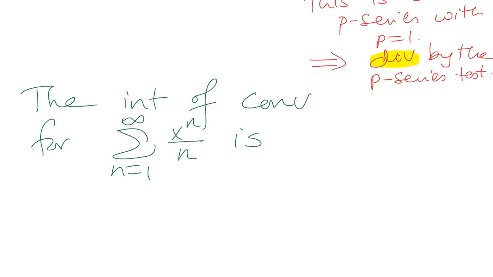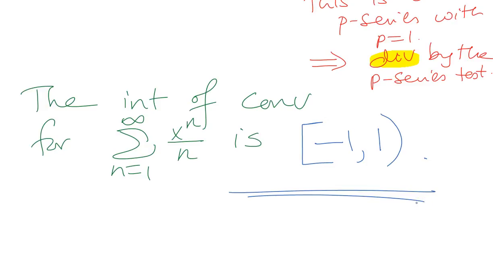So take the interval from -1 to 1, convergent at -1, put bracket, divergent at 1, put parentheses. This is the interval of convergence. So we call this a half-closed, half-open interval.